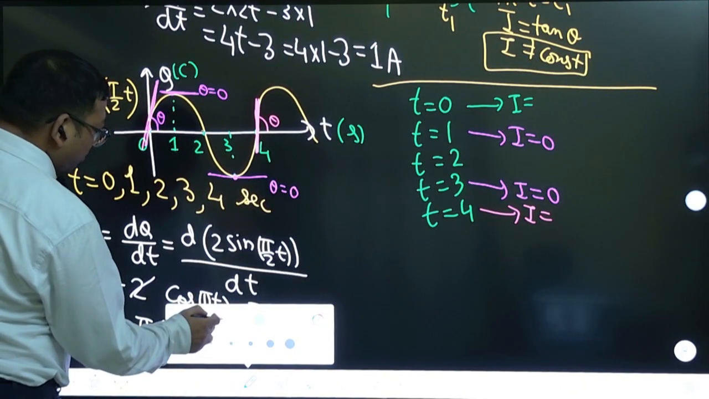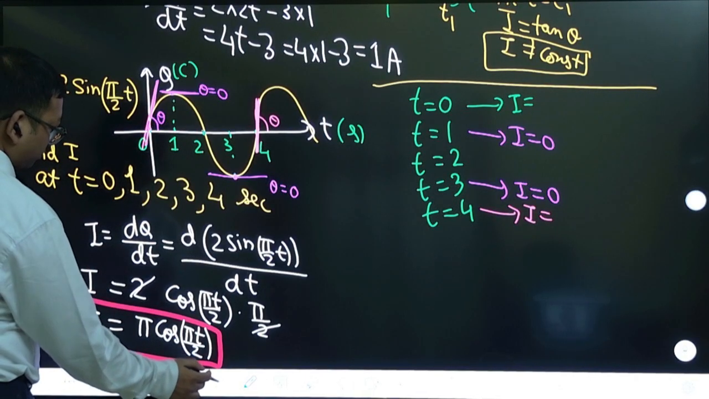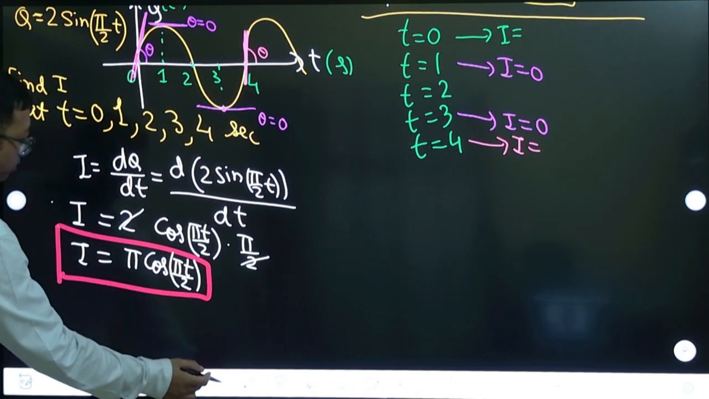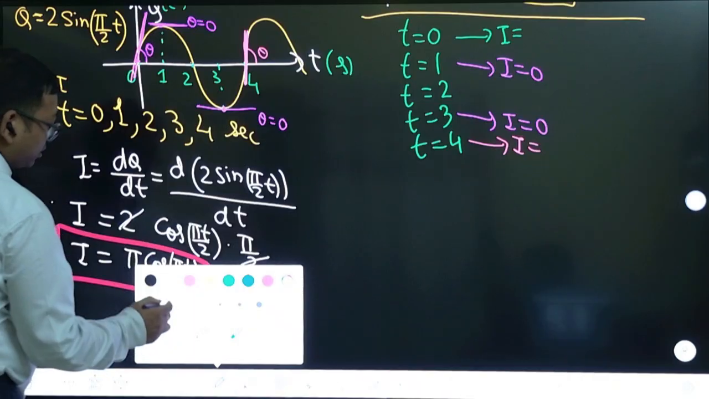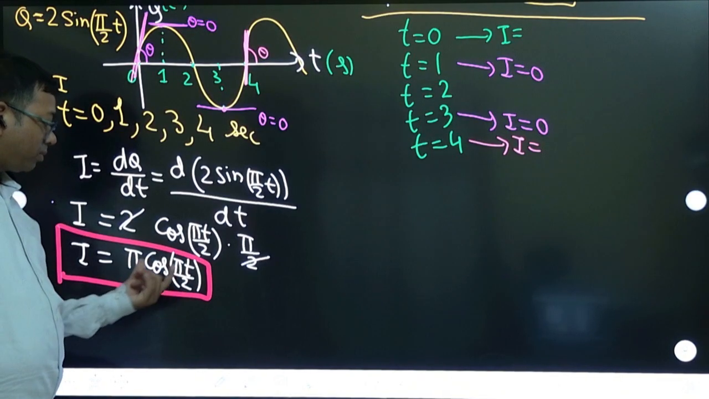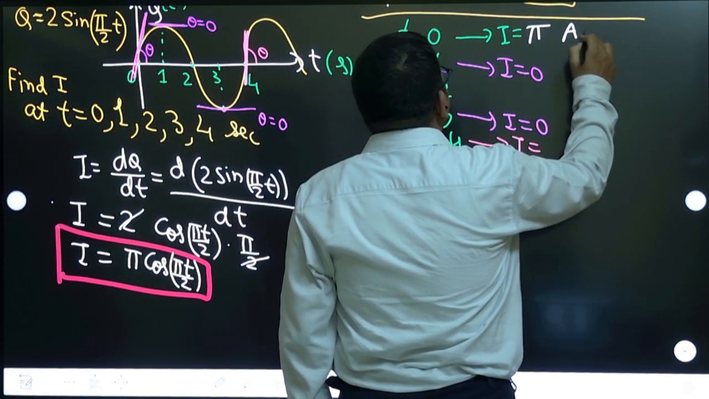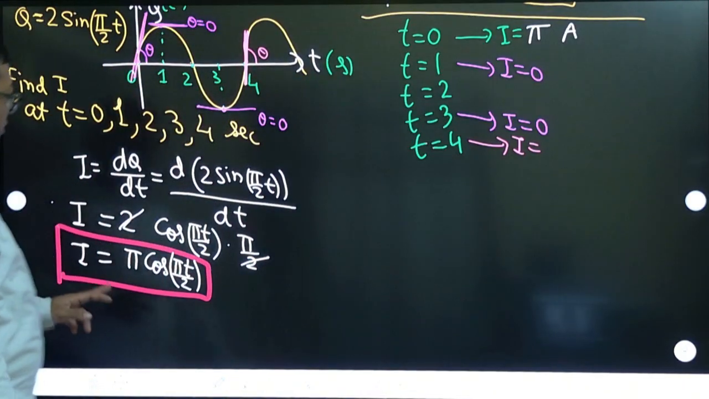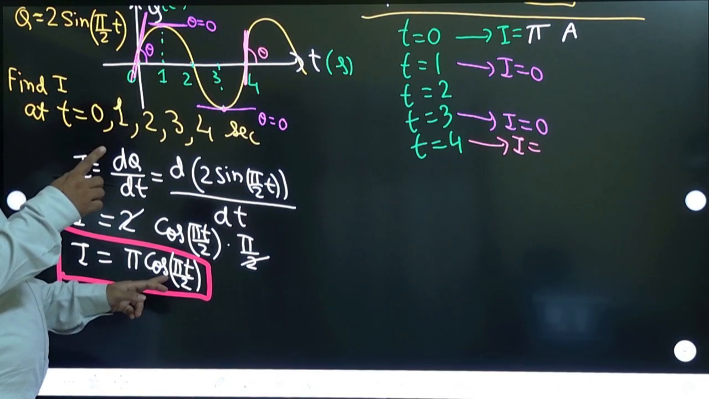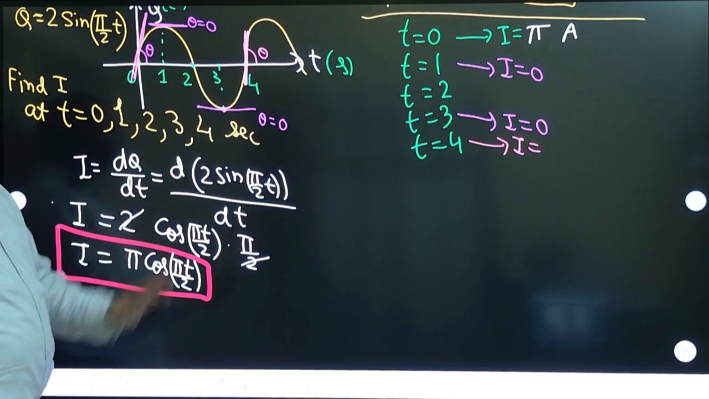Now you can put any time and calculate. Now calculate at 0. Put time 0 and calculate. So when you put time 0, cos 0 becomes 1, so the value will be pi. So here it will be pi ampere. Ampere is the unit. Similarly, put the value of time as 2 seconds, because 1 we don't want: if you put 1, cos 90 degree, pi by 2, will be 0, you know that it will be 0 only.